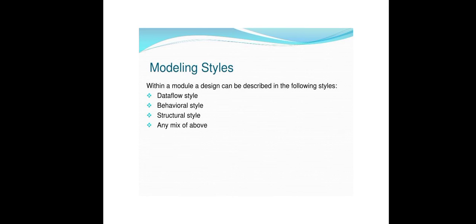Now third is the structural modeling. Structural modeling is the structure of these programs for execution, and the final project part is discussed in this part of the modeling styles. And then last is any mix of the above styles, that is the modeling style of the part systems. Now the first three modeling styles are important for Verilog systems.